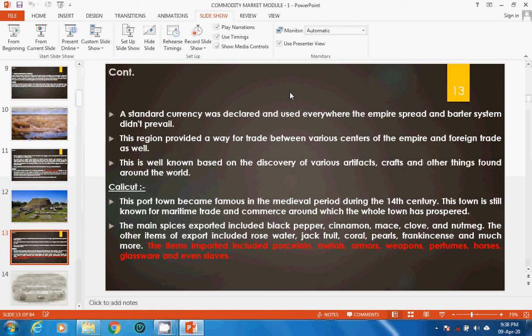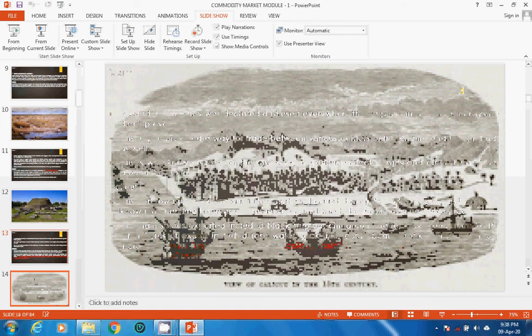Include rosewater, jackfruit, coral pearls, frankincense, and many other items. The items which are imported from Calicut port by Indians include porcelain, metals, armors, weapons, perfumes, horses, glassware, and even slaves. So these are the items which were imported through Calicut during the ancient times. This is the site of Calicut. Let's have a glance over that.